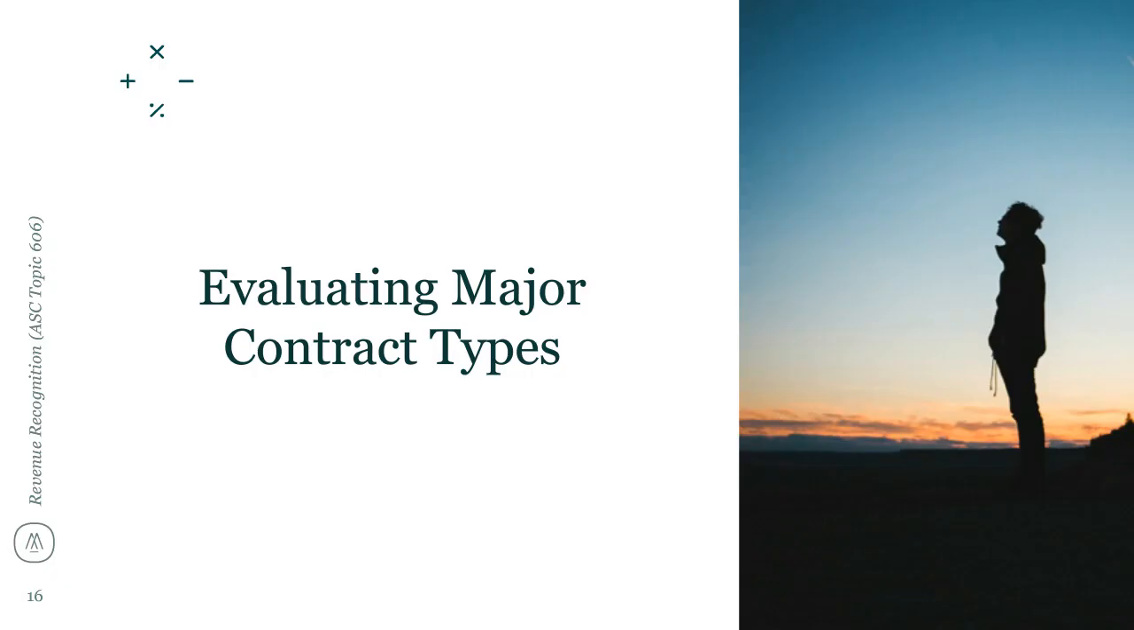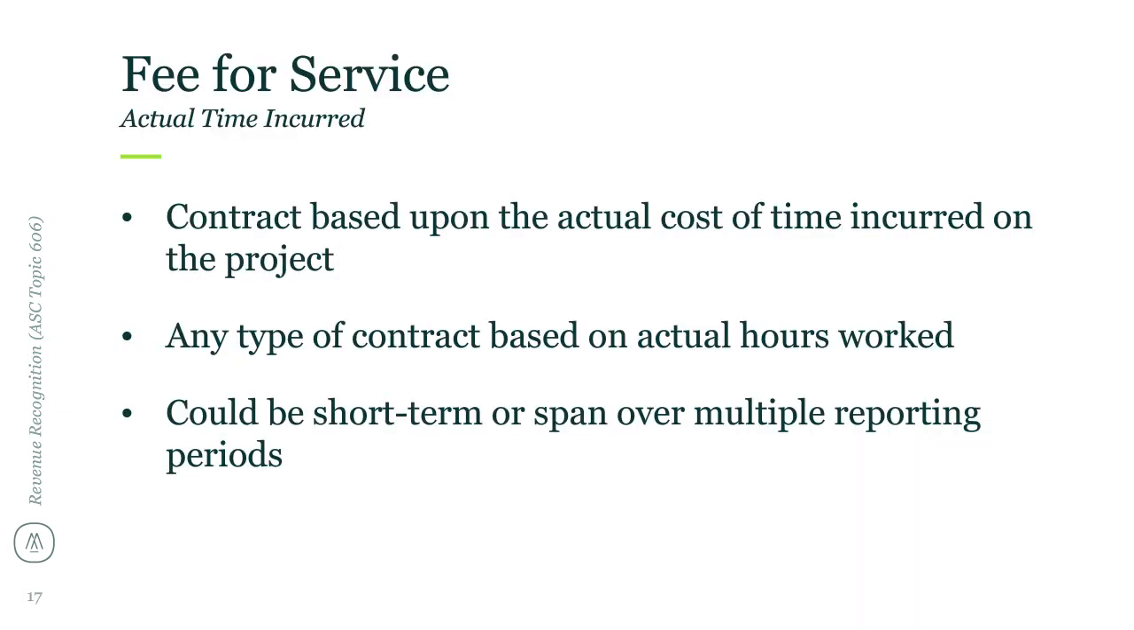So next we're going to go through evaluating major contract types. We're going to dive right into fee-for-service type contracts. The first being contracts based on actual time incurred. So this is exactly what it is. It's a contract based on the actual cost of time incurred on a project. And this would be any type of contract that's based on actual hours worked. These types of contracts could be less than a year or more than a year, and that will impact your revenue recognition.